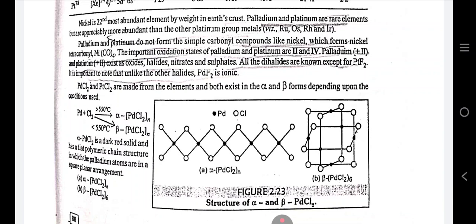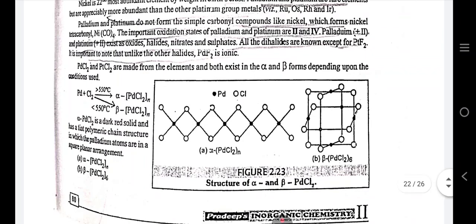Palladium and platinum do not form simple carbonyl compounds like nickel, which forms nickel tetracarbonyl. The important oxidation states of palladium and platinum are +2 and +4. Palladium and platinum exist as oxides, halides, nitrates and sulfates. All the dihalides are known except for PtF2. It is important to note that unlike the other halides, PdF2 is ionic.